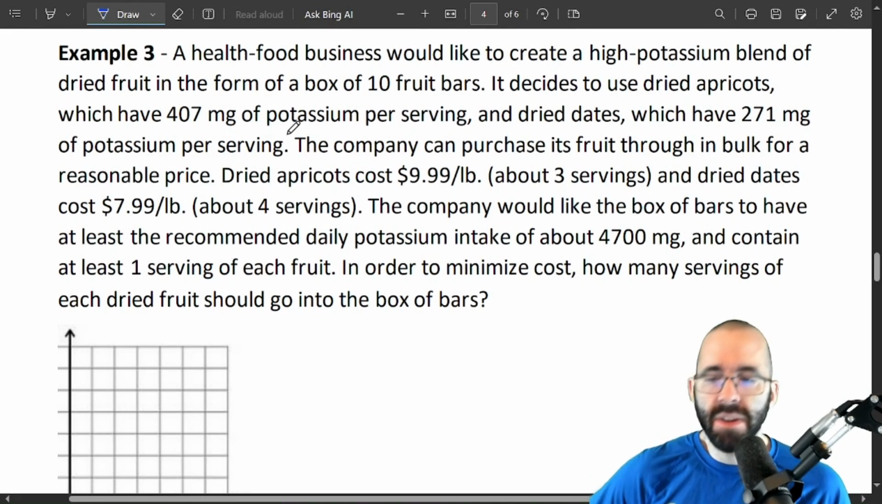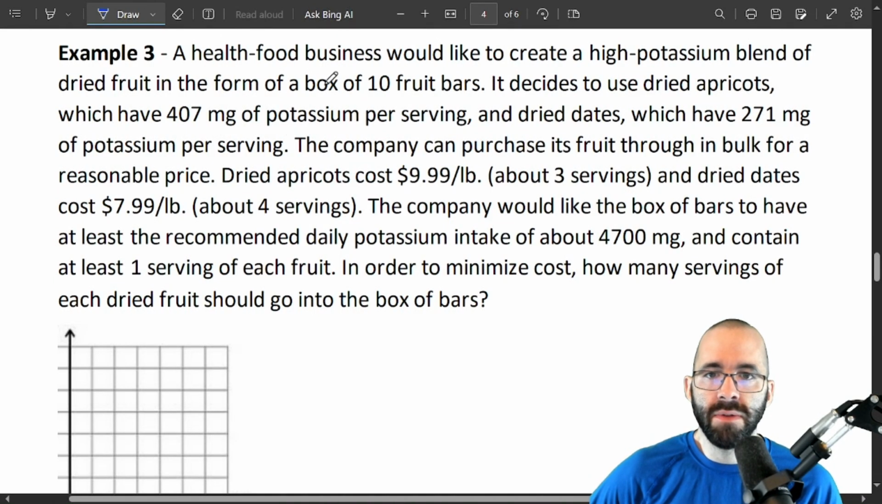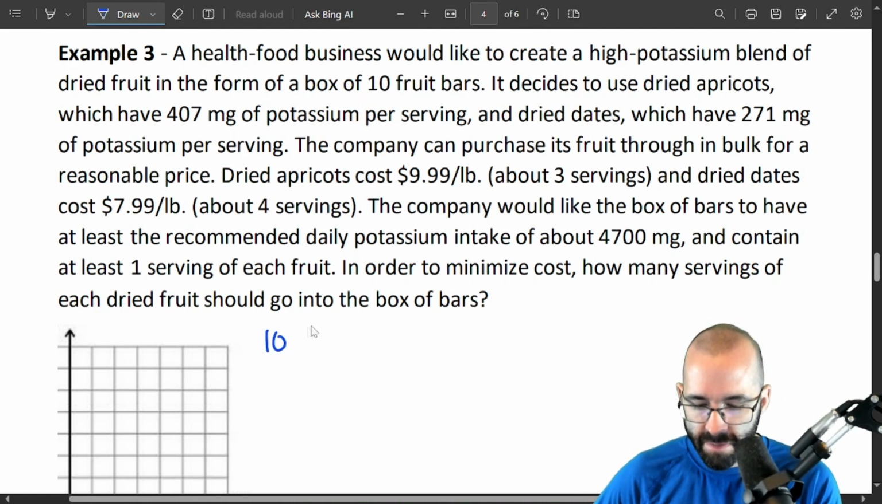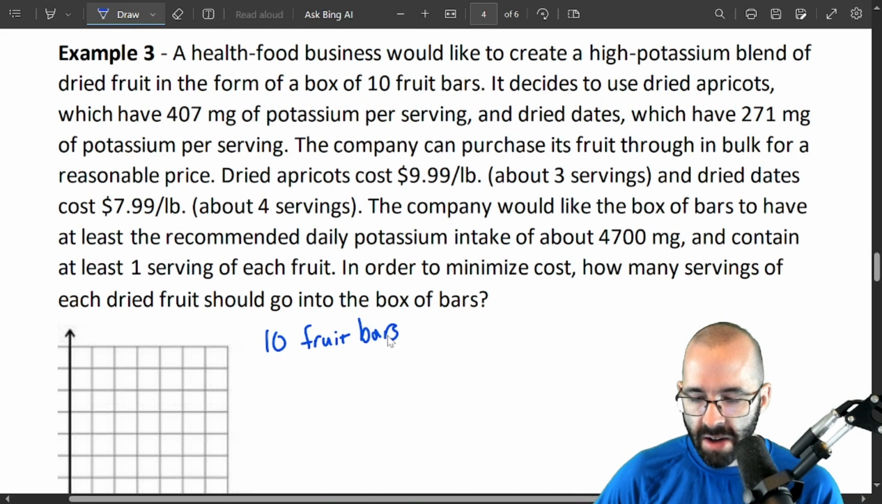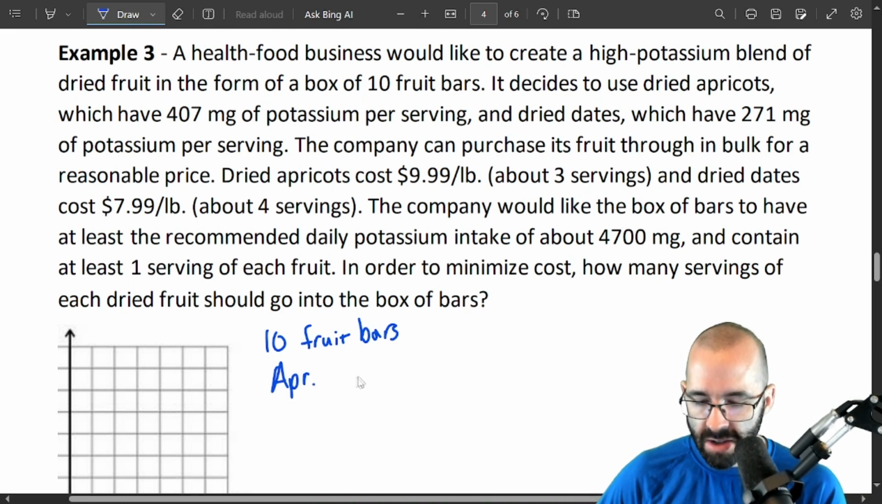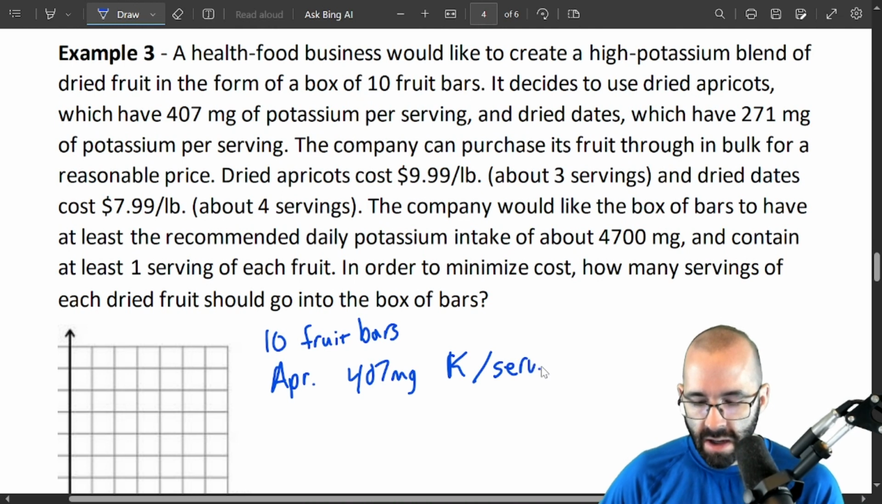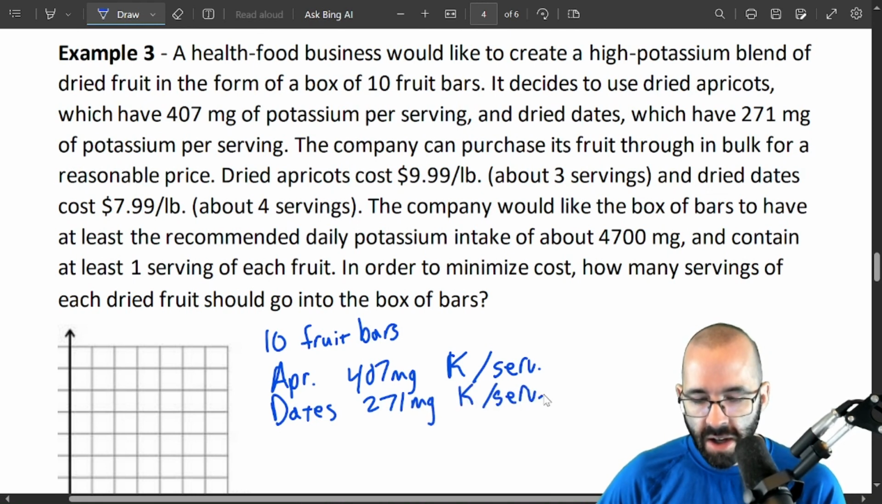A health food business would like to create a high potassium blend of dried fruit in the form of 10 fruit bars. Okay, so we want 10 fruit bars. Maybe we'll write that down. It decides to use dried apricots, which have 407 milligrams of potassium, which is K, per serving. And dried dates, which have 271 milligrams potassium per serving. The company can produce its fruit in bulk, that's weird wording, for a reasonable price.